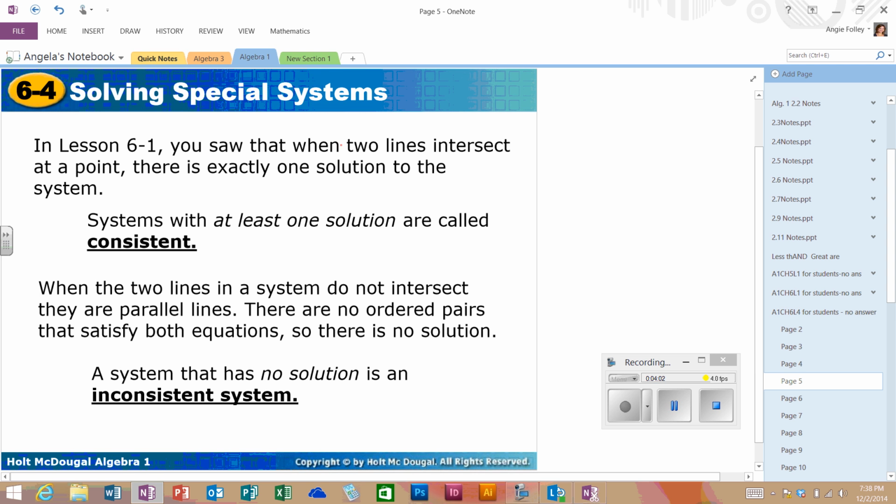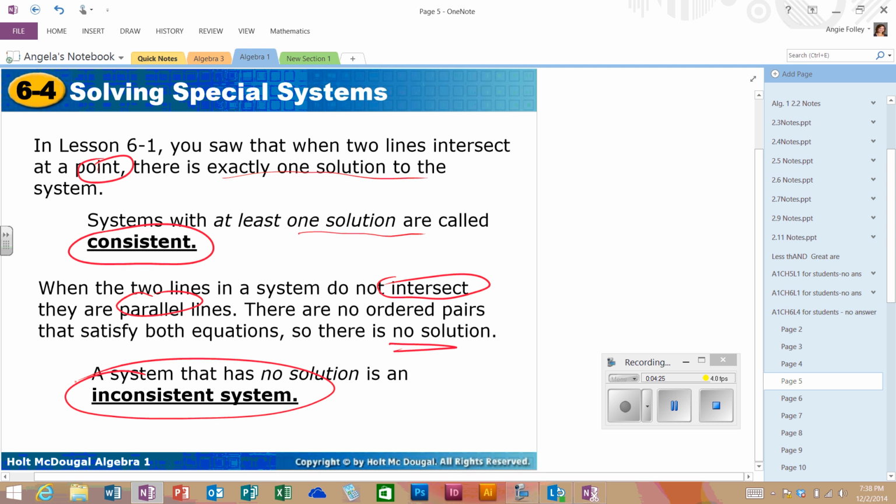So in the first lesson, you saw that if the two lines intersect at one point, that's just one solution. If there's at least one solution, we call that consistent. So if they intersect at least one point, they have to have at least one solution. They're consistent. If two lines do not intersect because they're parallel, then we have no solution, and we call that an inconsistent system. Okay? This one is either I have one point, so they cross at a point, or they're the same lines that overlap. That's consistent. Inconsistent is when there's no solution because they're parallel and don't overlap at all.